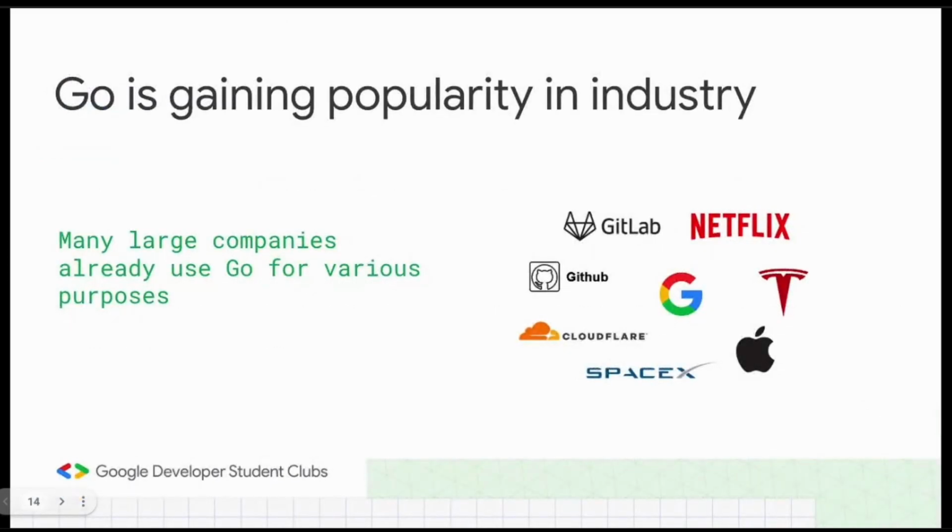Another reason to use Go is that it's gaining popularity across the industry. Companies like Google, Netflix, Tesla, Apple, and others have adopted Go already, and many make use of tools that are written in Go, and obviously would have some Go jobs available as well, and the number of Go jobs is also increasing.